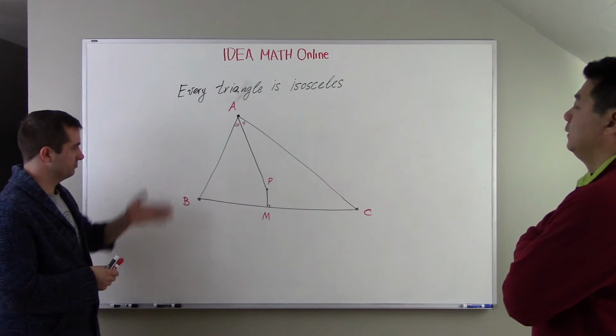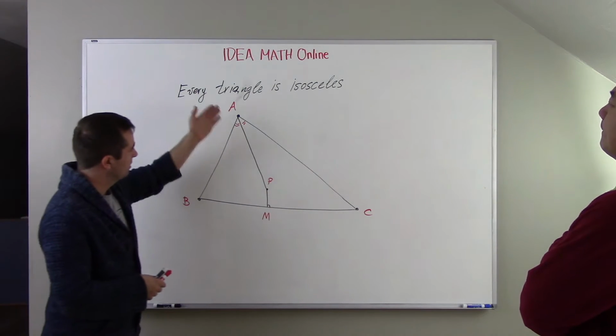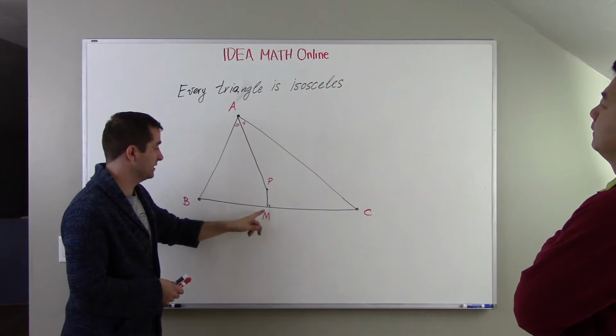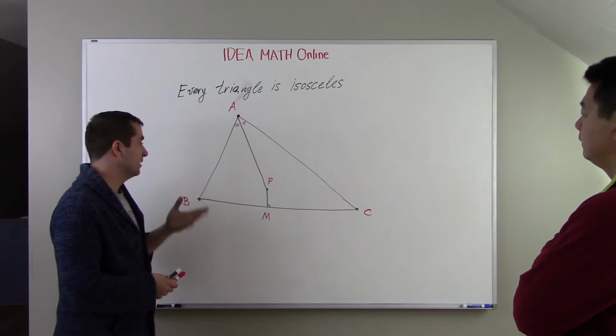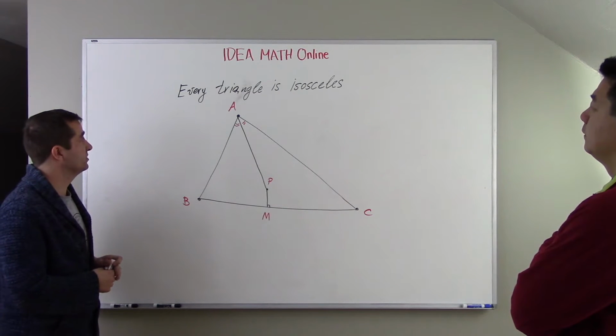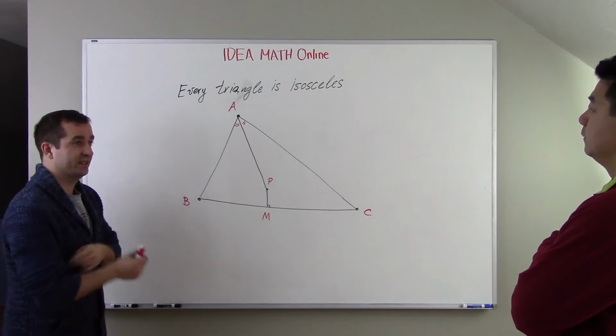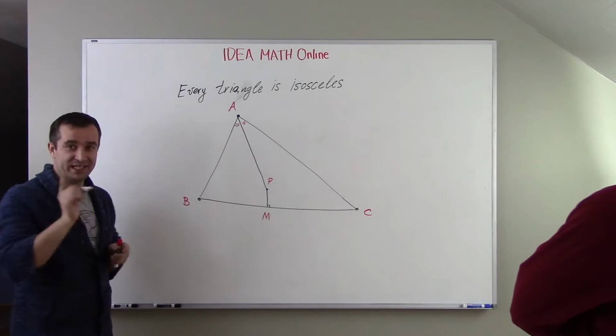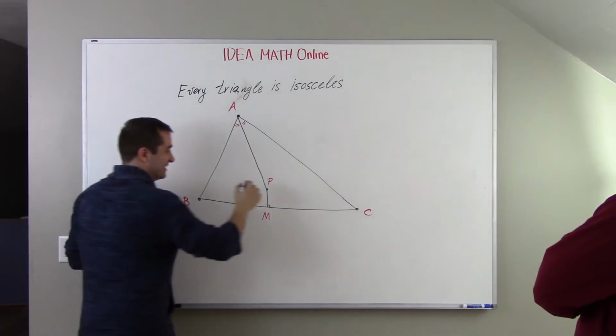We have a diagram, triangle ABC, where the angle bisector intersects the perpendicular bisector at point P, and what I would like to prove is that every triangle is isosceles. I'll do some magic. So the trick, be attentive, the trick is coming.